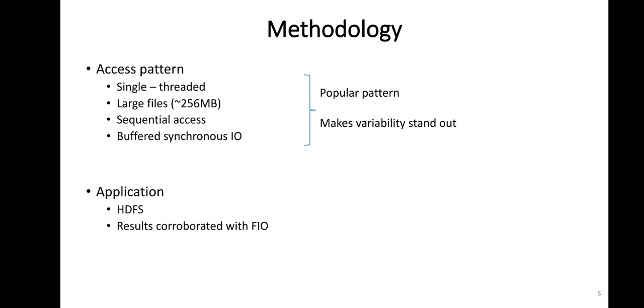We chose this access pattern because it's popular, it's employed by many applications, and also it is simple enough that it makes the performance variability stand out. More complex access patterns are possible, but they could hide the variability. And we use HDFS. HDFS generates this access pattern that I just described, but we also corroborated the results by using the FIO tool, and the results match. In this talk, I will only show HDFS though.